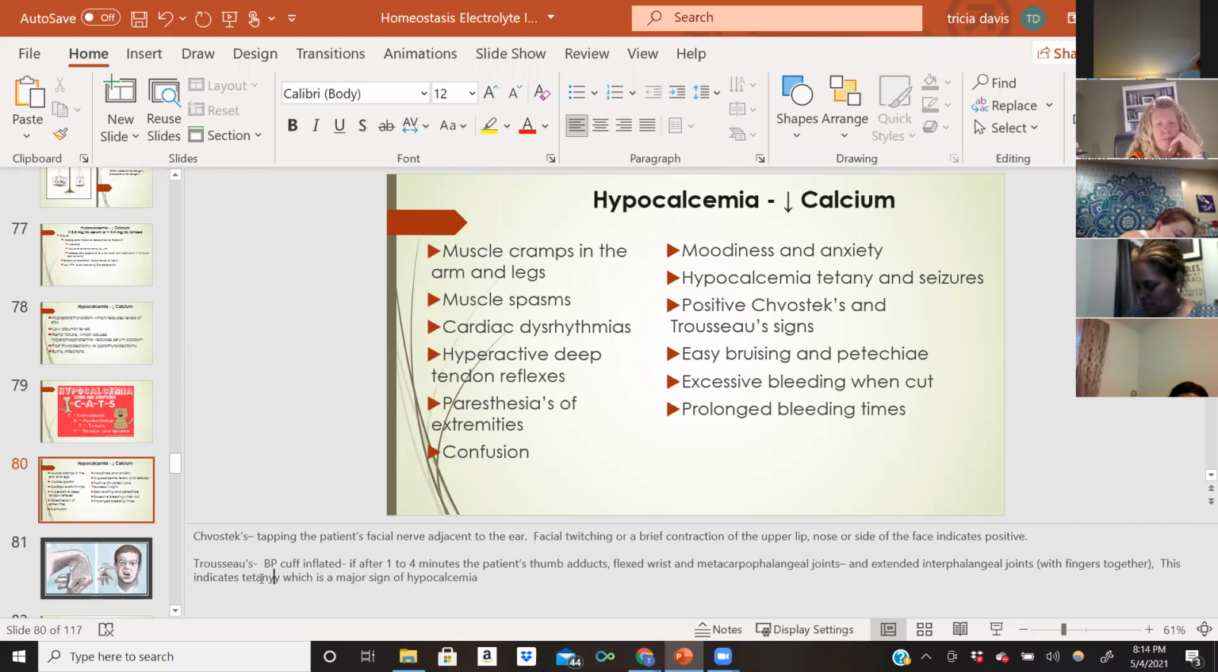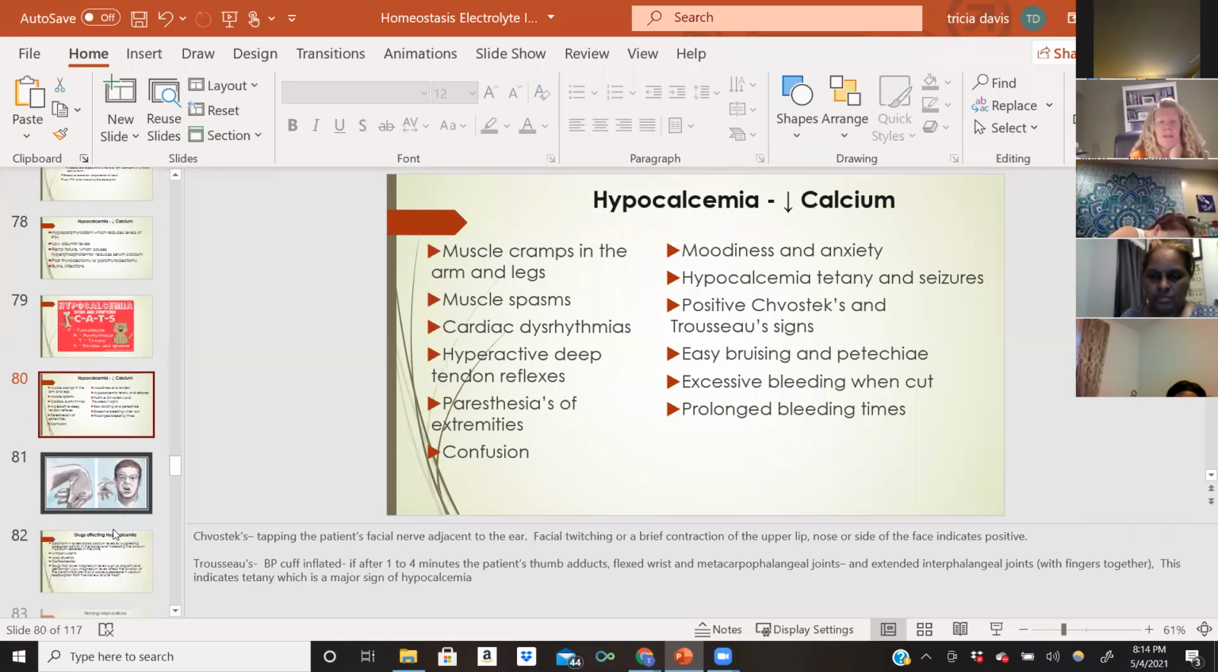You guys can look it up. So you guys should know those signs. We are going to have easy bruising and petechiae on the skin, excessive bleeding when you are cut. Remember, we said it's going to affect that blood clotting. Patients with blood clotting issues have calcium issues, and it's going to cause prolonged bleeding time. So the blood's not going to clot like it normally should.